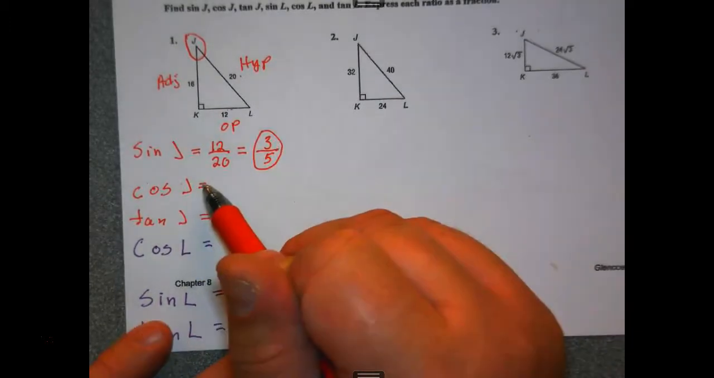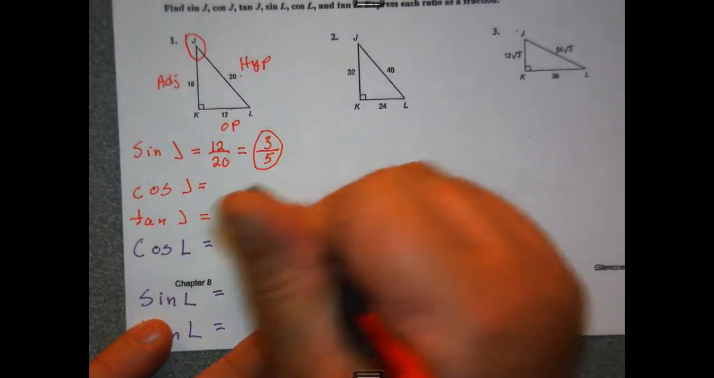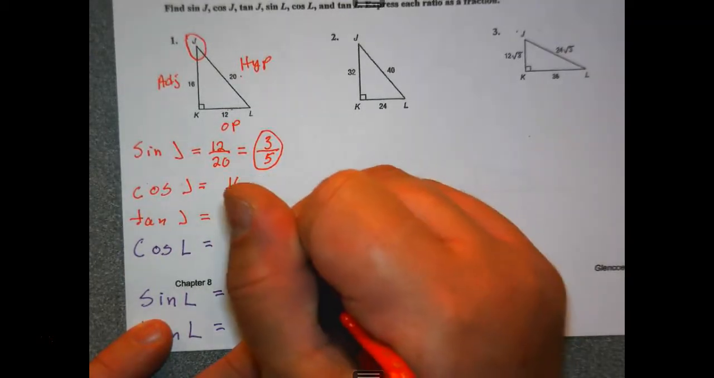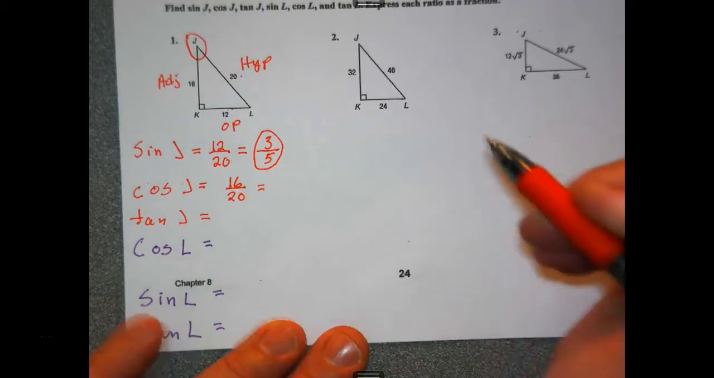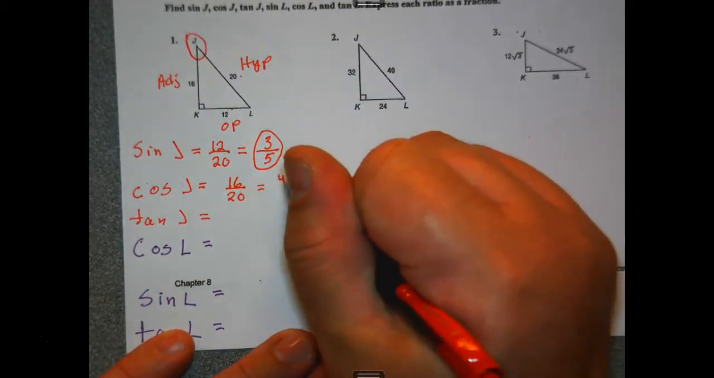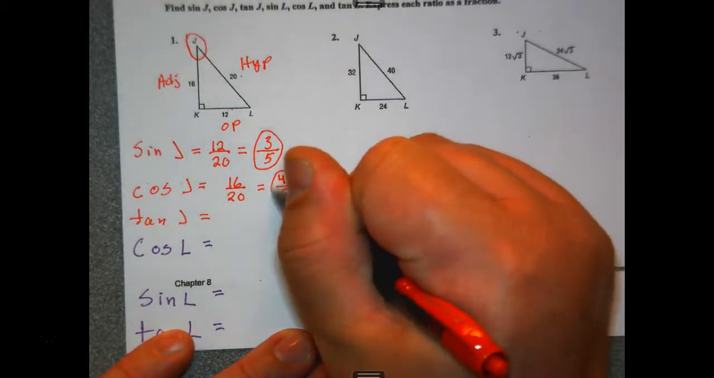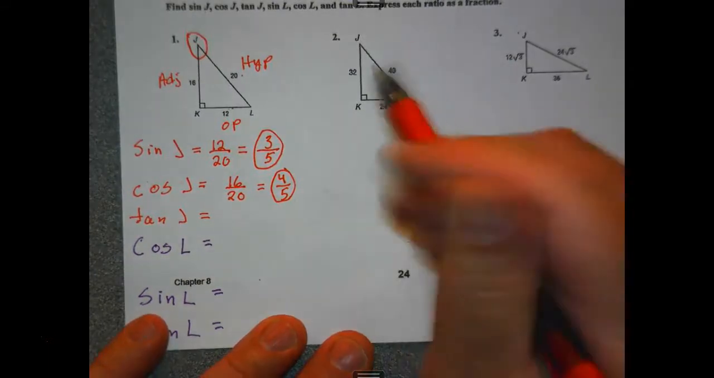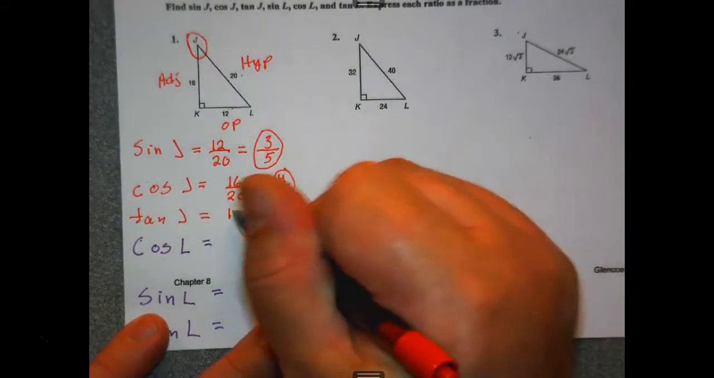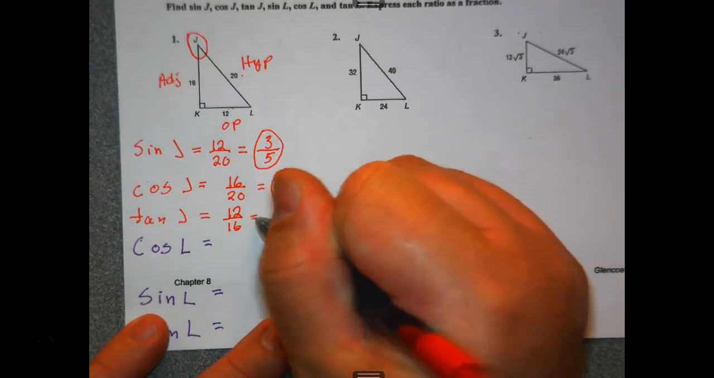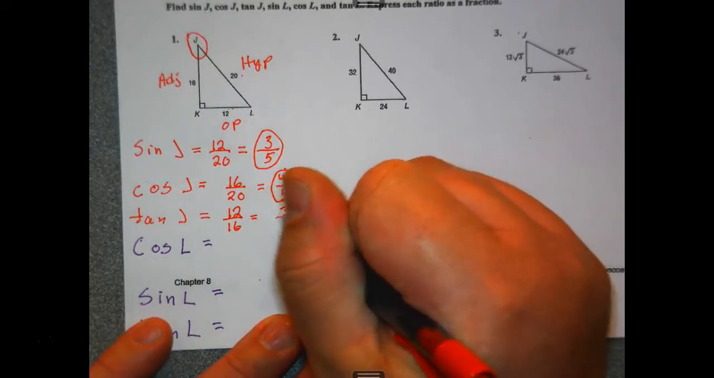Cosine of J is adjacent over hypotenuse. 4 goes into 16, 4/5. Tangent of J, opposite over adjacent, 3/4.